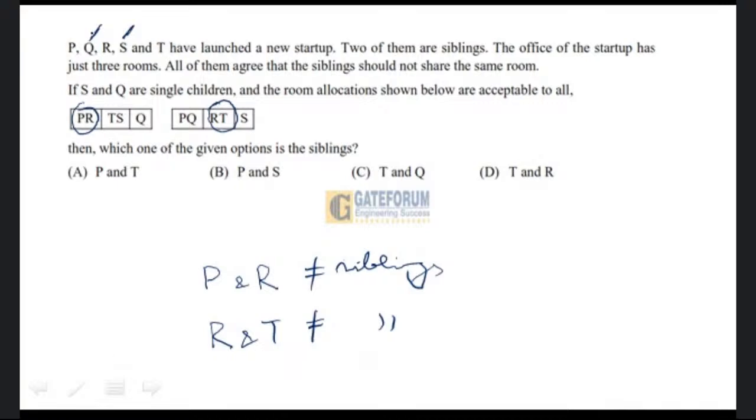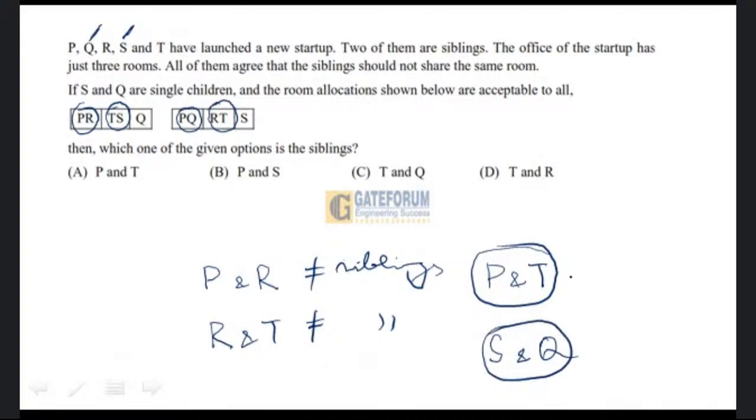Now we already know that Q does not have any siblings. So obviously PQ, the question of them being siblings doesn't arise at all. We also know that S does not have any sibling. So naturally, TS being siblings doesn't arise at all. But then there is another combination left, P and T. So P and T must be the siblings because no other combination is left except S and Q. But S and Q we already know they are not siblings, so they cannot be. So P and T are the siblings, and we can confirm that option A is the right option.